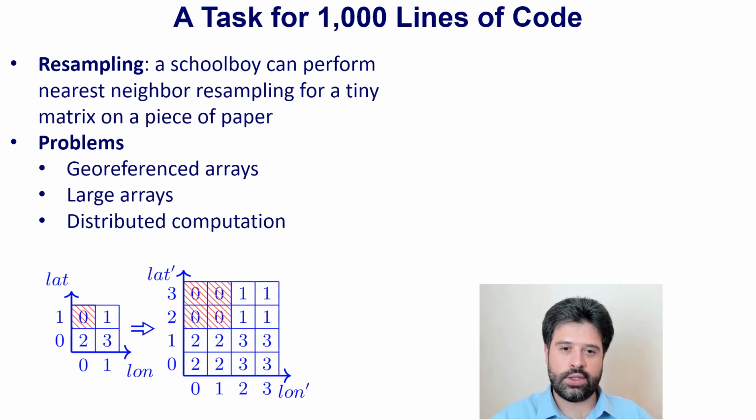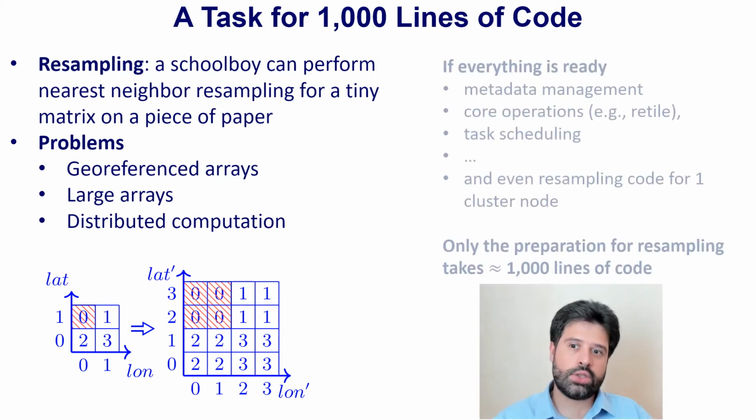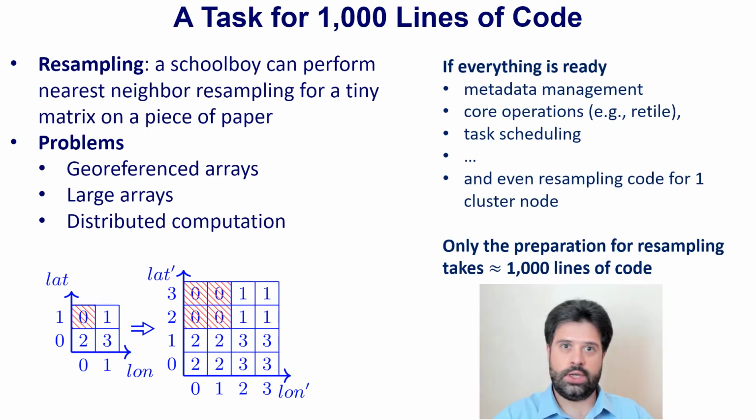How complex is resampling? Well, a schoolboy can perform nearest neighbor resampling for a tiny matrix on a piece of paper. However, arrays can be georeferenced, they are large, and we process them in a distributed fashion. So, if everything is ready, like metadata management, core operations, and even resampling code for one cluster node, only the preparation for resampling takes about 1,000 lines of code.